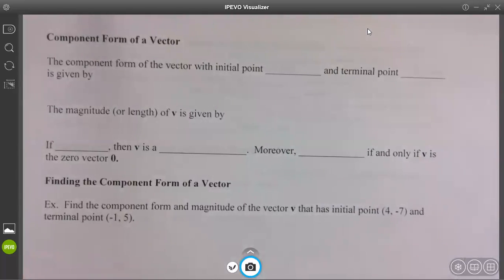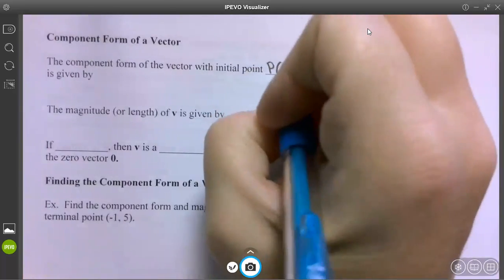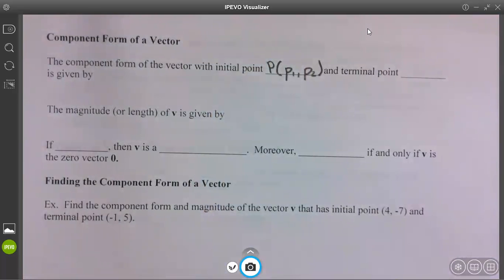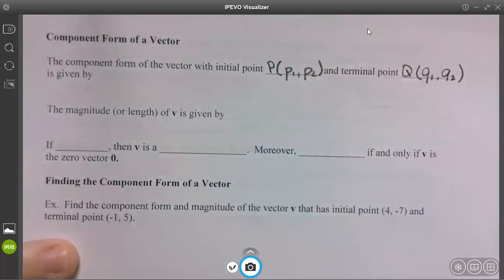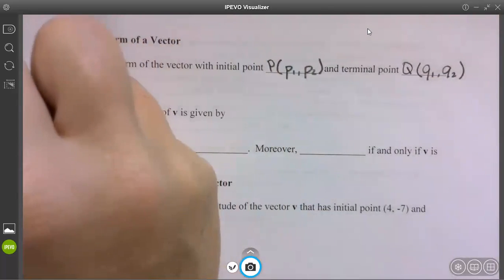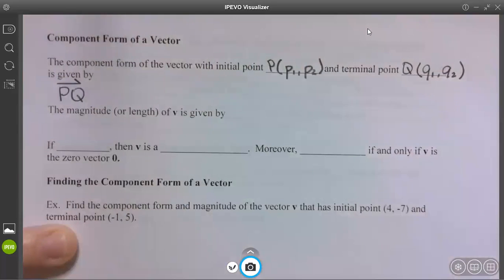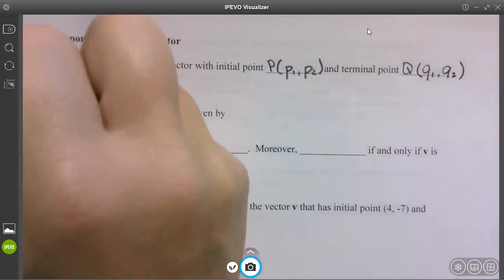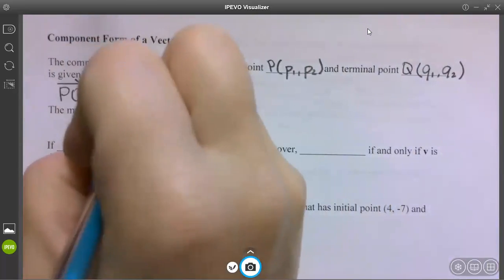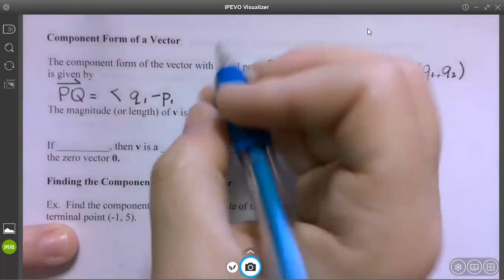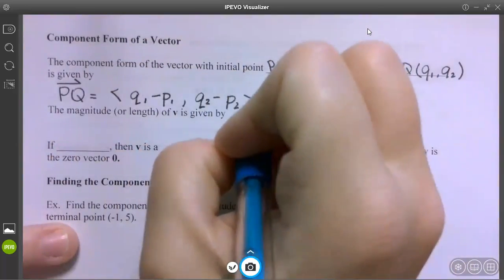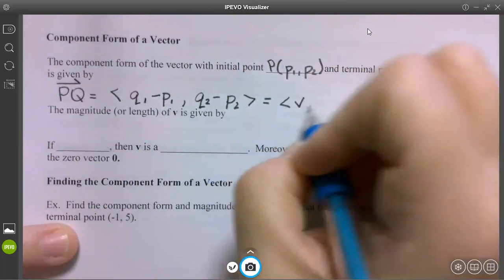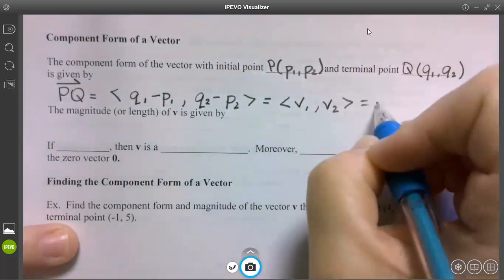The component form of the vector with initial point P, that has P1, P2, and terminal point Q, Q1 and Q2, is given by, the way you denote the directed line segment PQ with that half-arrow looking thing, equals Q1 minus P1 comma Q2 minus P2, which gives you your V vector, V1, V2, or just V.